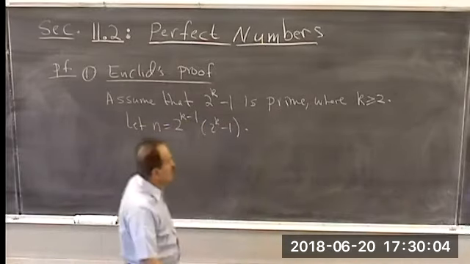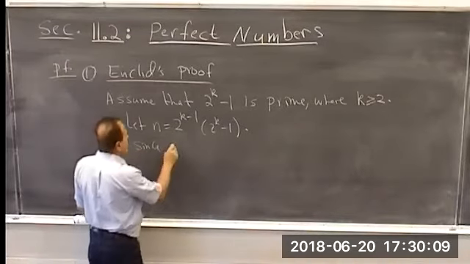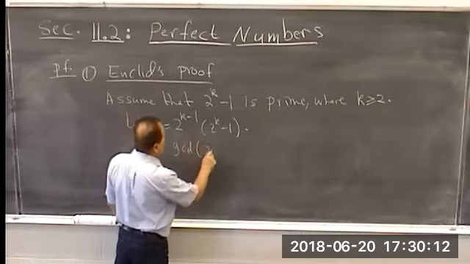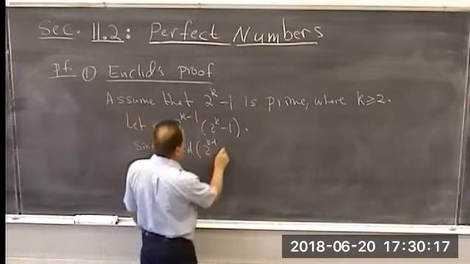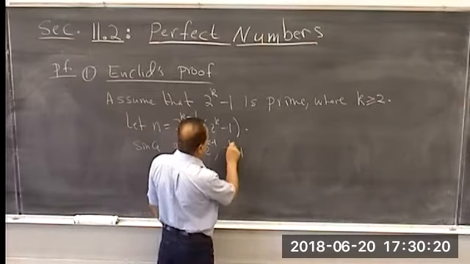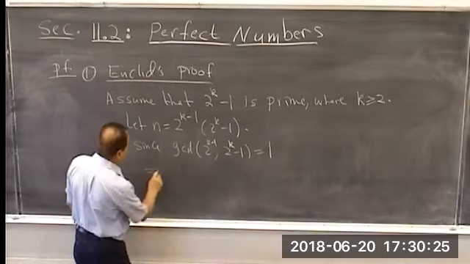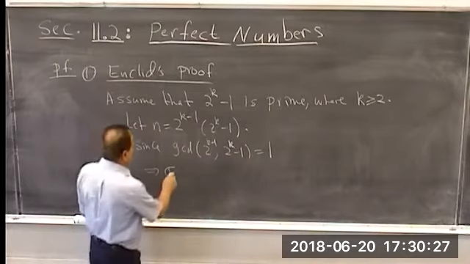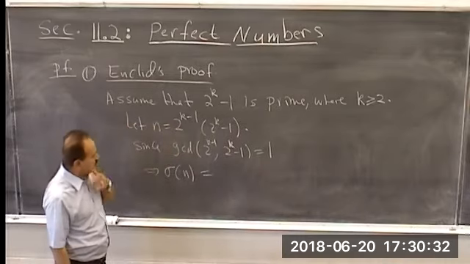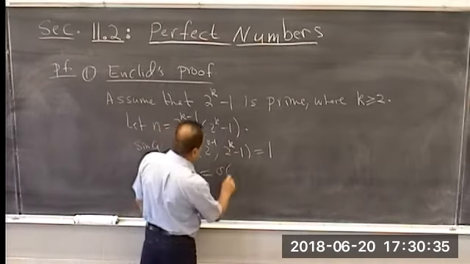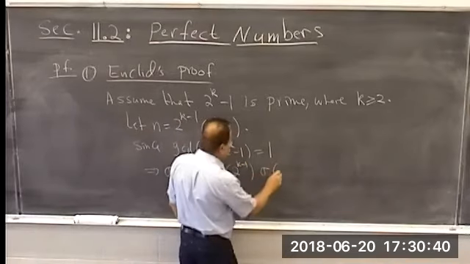All right. First of all, the greatest common divisor of 2 to the k minus 1, which is definitely an even integer, and 2 to the k minus 1, which is odd. These are relatively prime, so this is equal to 1. So we're going to apply sigma, the sum of divisors. And because this is multiplicative, and these are relatively prime, then we can take sigma of the first factor times sigma of the second.